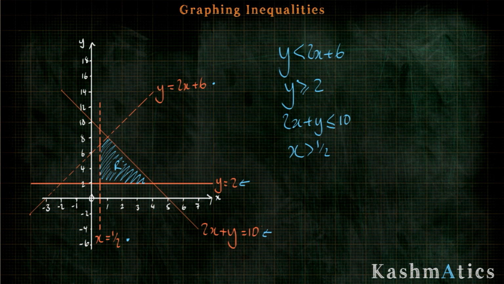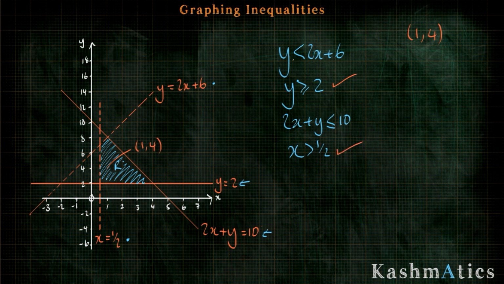So just like before, let's pick a coordinate. Let's pick a nice easy one. So we've got this one over here. That is (1, 4), and let's see if it works. Let's do the easy ones first. Is the y coordinate bigger than 2? Yes, it is, because it's 4. Is the x coordinate bigger than a half? Yes, it is. It's 1.